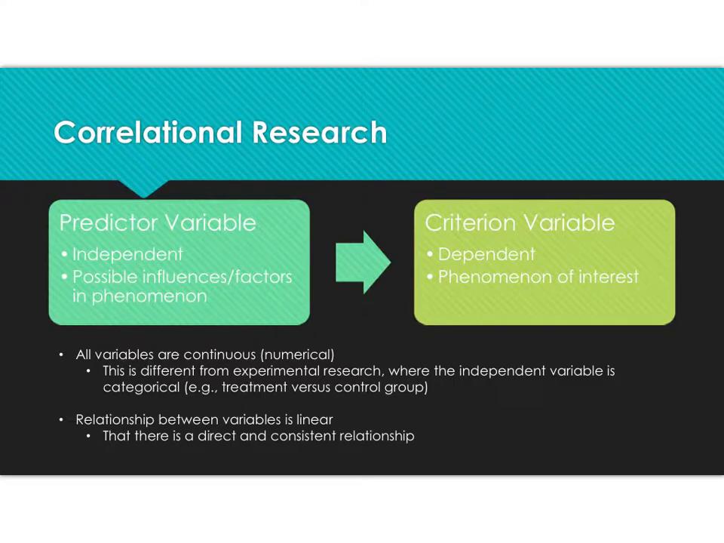In correlational research, the assumption is that the relationship between the variables is linear. What that means is that there is a direct and consistent relationship between the two of them. So for example, if you were to plot all of the values or data points that you got from participants onto a graph, you should more or less be able to draw a straight line through all of the data points. It doesn't mean that they would all fall in a straight line, but that they would gather around a straight line.